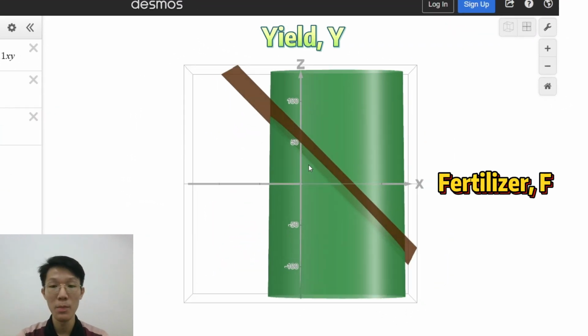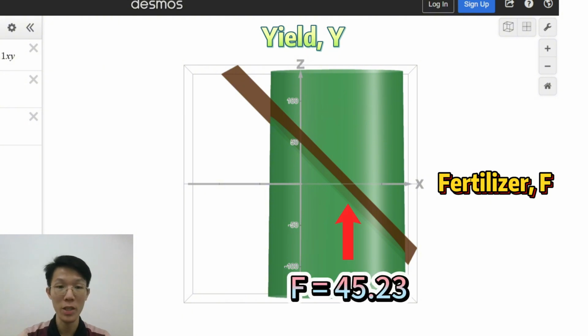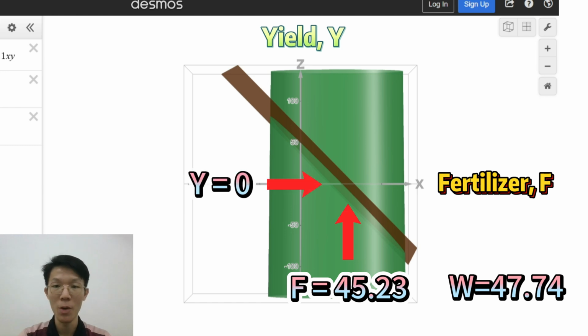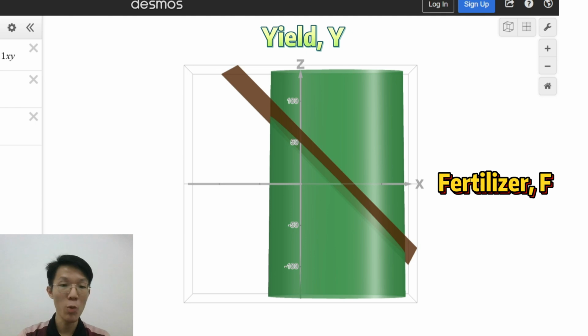When F is small, the derivative is positive. It means that increasing fertilizer can boost the yield. When F equals 45.23 with W equal to 47.74, it becomes 0, which marks the peak yield. Beyond this, it becomes negative, as extra fertilizer reduces yield due to overuse.